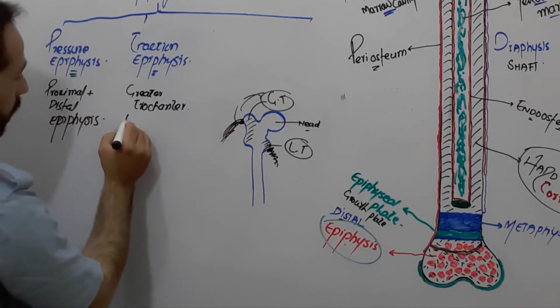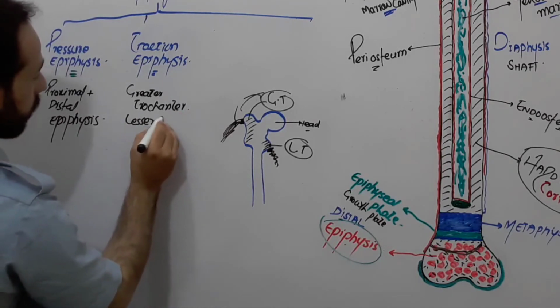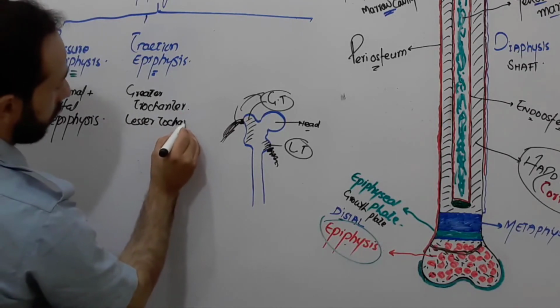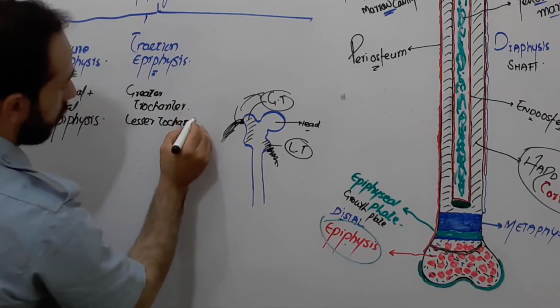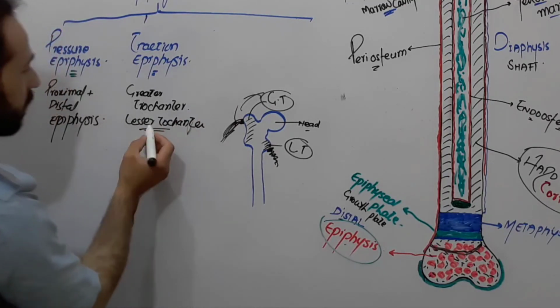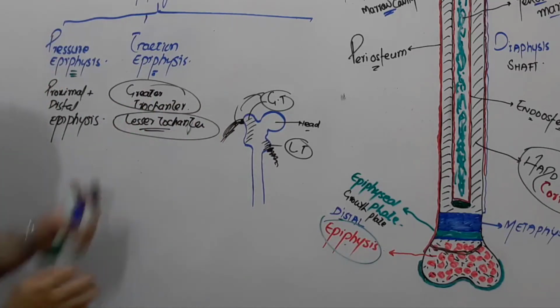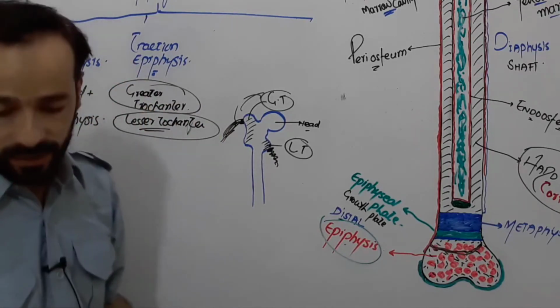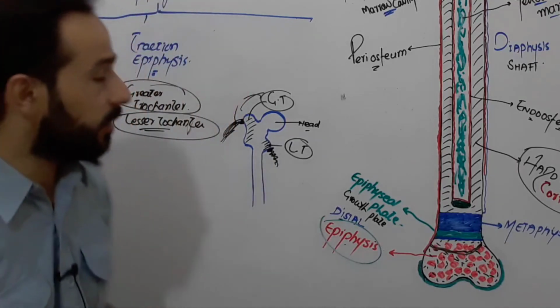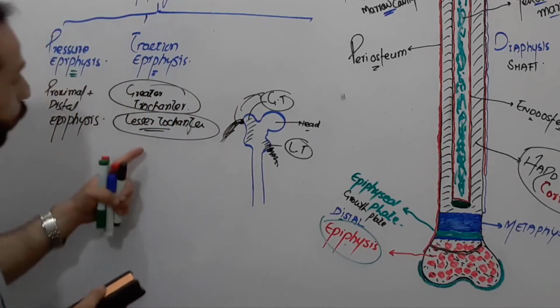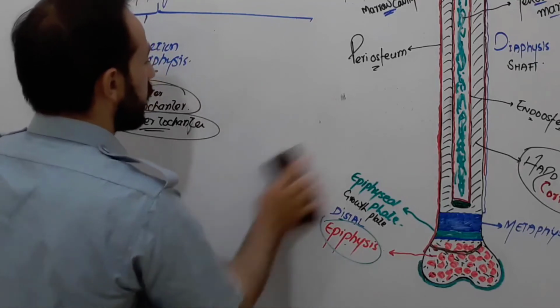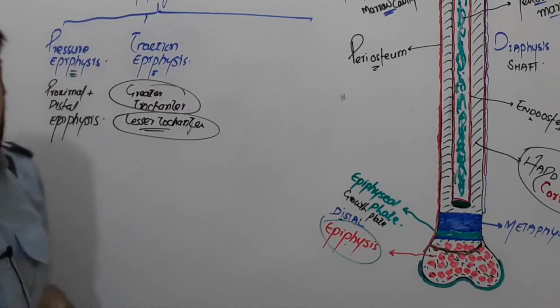The greater trochanter and lesser trochanter of your femur bone. There will be other examples also, but we have these two examples for you guys. So this is called the traction epiphysis. As I told you, this epiphysis provides attachment to certain ligaments and muscles.